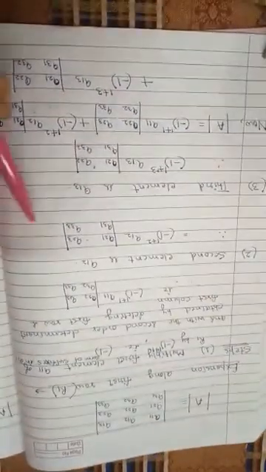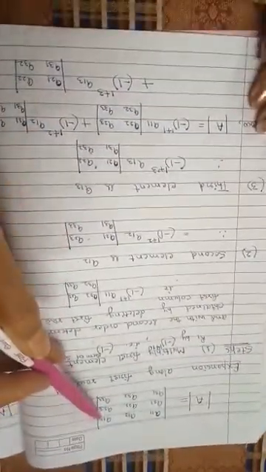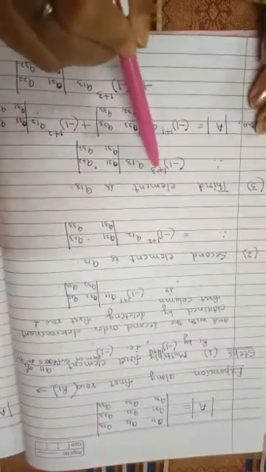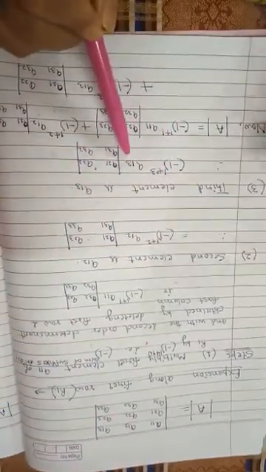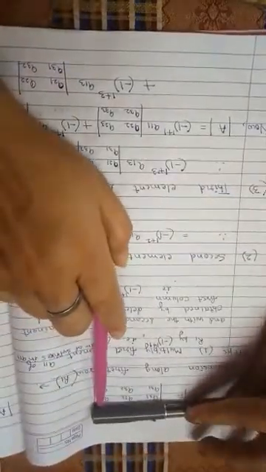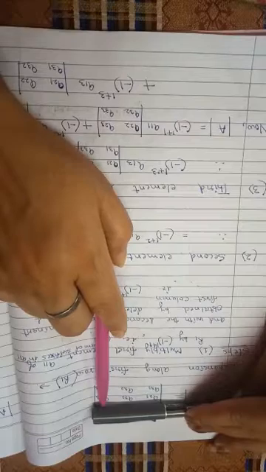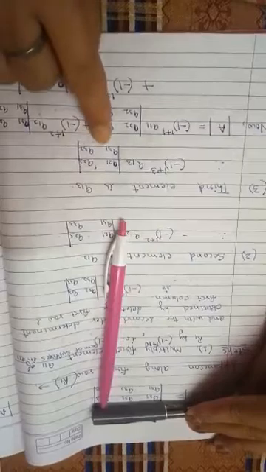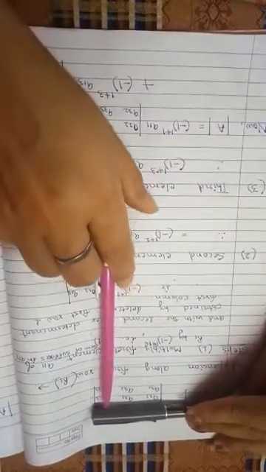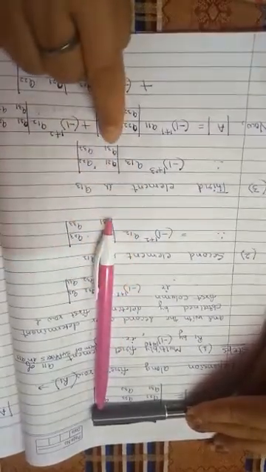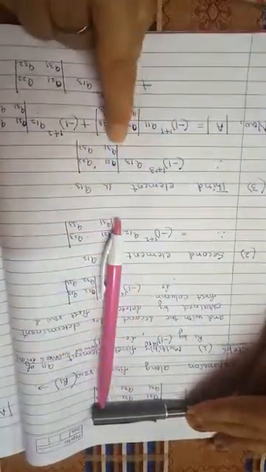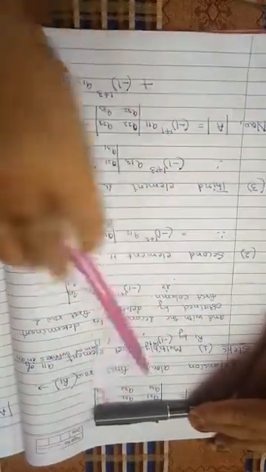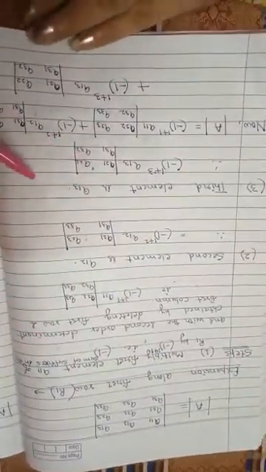Now for the third element, see A13. A13 minus 1 to the power 1 plus 3. Now hide again in this way, wherever the term is lying, you have to hide that specific row and column, and the left terms you have to write in the form of a determinant. After hiding these two, we are left with A21, A22, A31 and A32. So these are the steps you have to follow. In this way I have expanded along row 1.